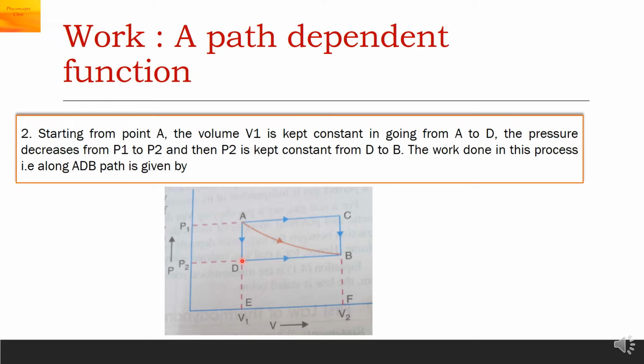Then the pressure P2 is kept constant and taken from this state D to state B. So here the pressure is remaining constant. Along AD the volume is remaining constant, so work done is 0. Here the pressure is kept constant at P2, and volume is changing from V1 to V2. So we'll write down the work done, which we denote as W2. We are considering the work done along the path DB, which will be equal to P2 into V2 minus V1, and the area under this curve ADB we will write down as DBFE.